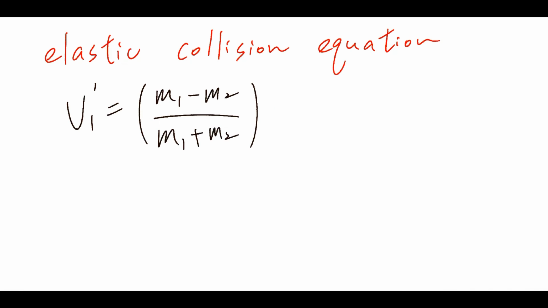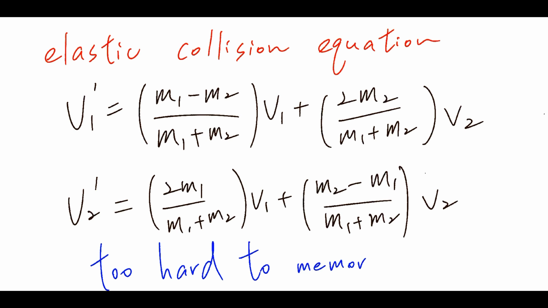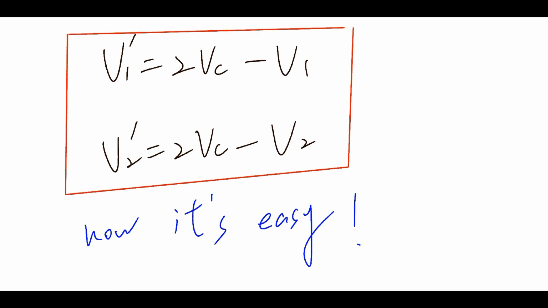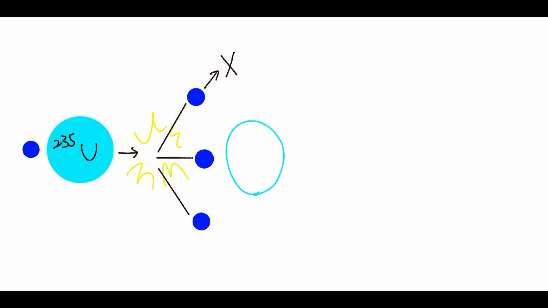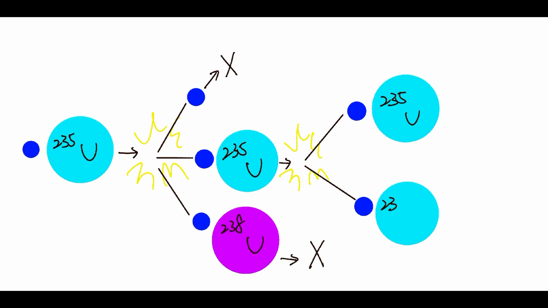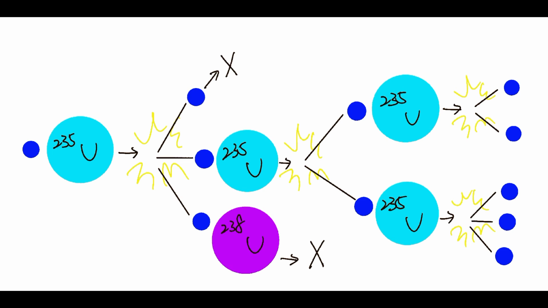Now, let's take a look at the elastic collision equation. It is such a complicated equation. Let's have some transformations. And it's easier now. In 1919, German scientist Otto Hahn discovered that bombarding uranium-235 with neutrons would split the nucleus into barium and krypton, and three neutrons. According to Einstein's mass-energy equivalence, the tiny mass reduced by this nuclear reaction will be converted into huge energy and released.